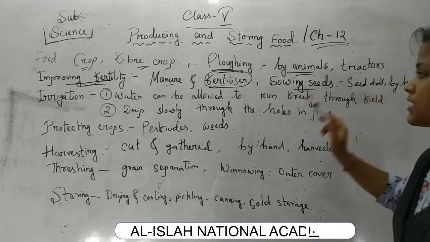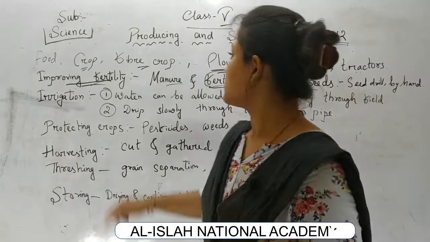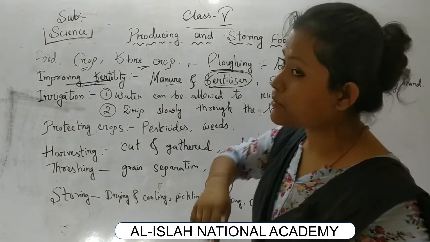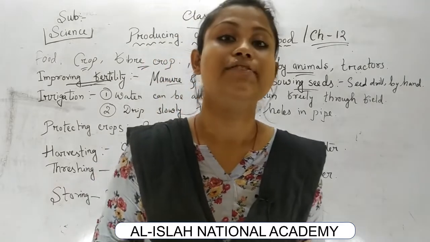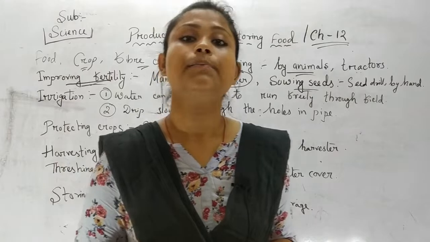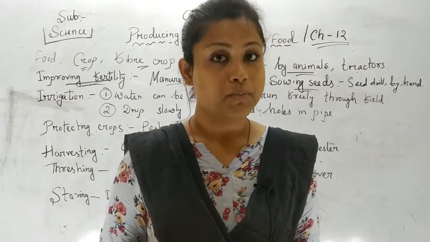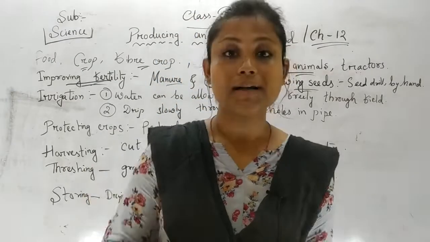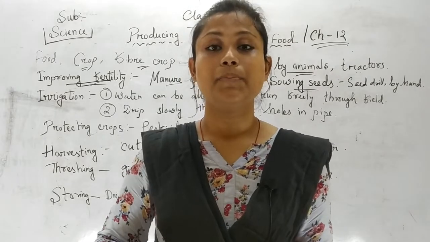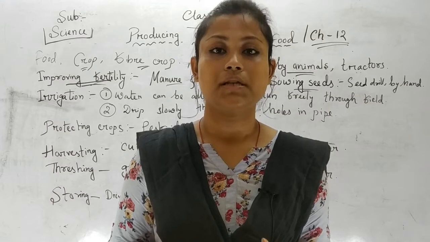So the first point is plowing, the second point is improving fertility, and the third point is sowing seeds. Next, we have plowed the field, improved the fertility, and sown the seeds. Now what do we have to do? We have to irrigate the field. We have to give some water to the plants so that they can grow, because with the help of water and nutrients, the plants do photosynthesis.